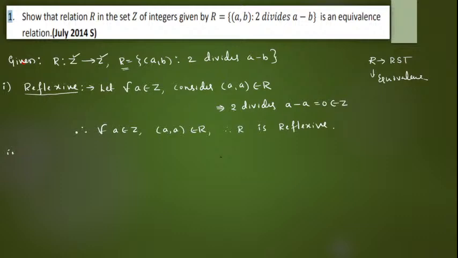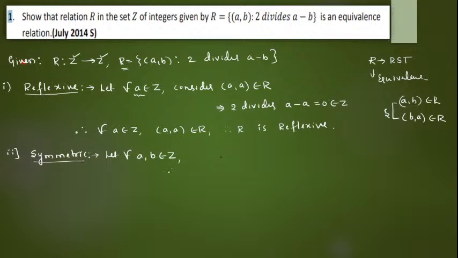Okay, and the next condition is symmetric. For the symmetric condition we need to check that the reverse ordered pair should be present. That is, if (a, b) belongs to R, then definitely its reverse (b, a) must be present in my relation R. Then only it is symmetric. So first we considered one integer a. Now let a and b be any two integers belonging to the set of integers Z, and consider an ordered pair (a, b) belonging to R, right?